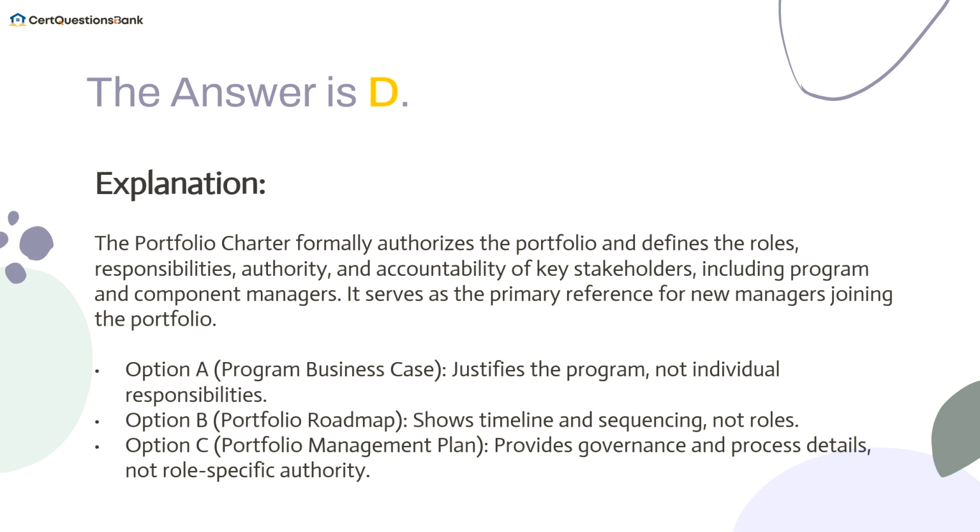Option A, Program Business Case, justifies the program, not individual responsibilities. Option B, Portfolio Roadmap, shows timeline and sequencing, not roles. Option C, Portfolio Management Plan, provides governance and process details, not role-specific authority.